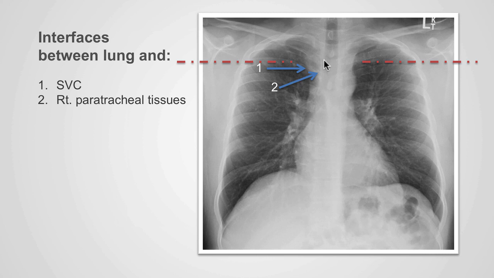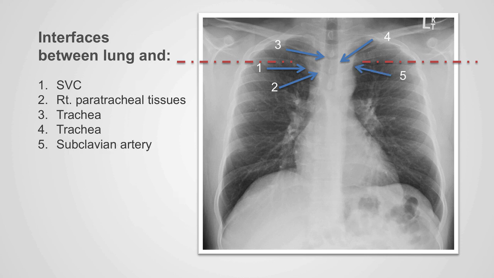We can identify this rectangular structure in this region, which we've already learned is caused by the trachea. On this side, we can identify a clear border, and do you know what that is caused by? That is the interface between the lung and the subclavian artery.